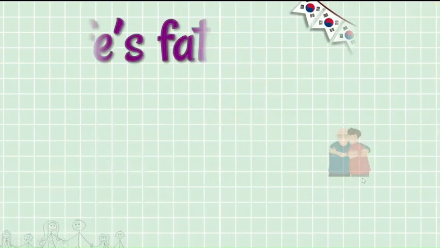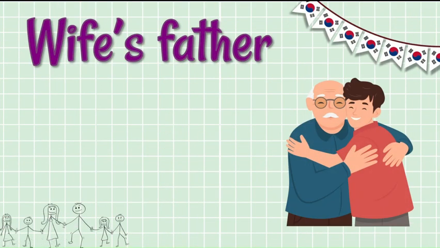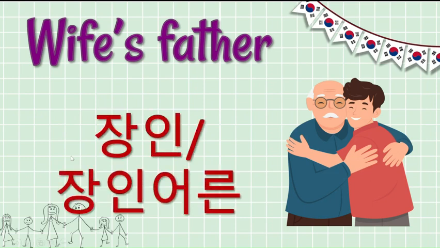Now comes the Korean word for wife's father or husband's father-in-law. Again there are 2 words. First is 장인, and the second word is 장인어른. The first one, that is 장인, is a less formal way to say wife's father in Korean, and the second word 장인어른 is a more formal way to say wife's father or husband's father-in-law in Korean language.